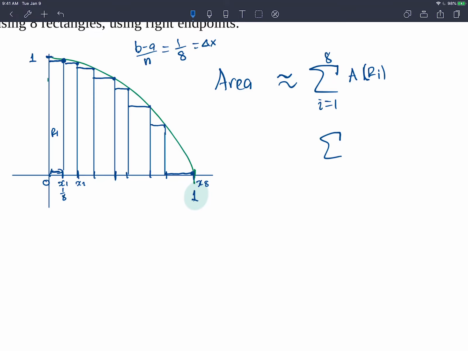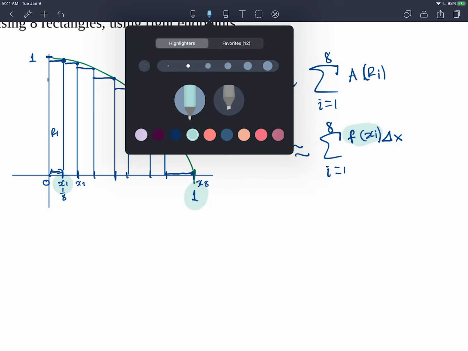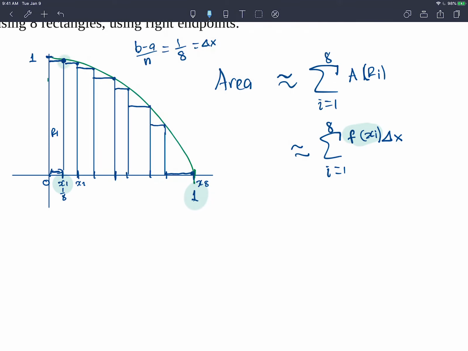So I'm going to write here that the delta x is the base of the rectangles, and the height is whatever the function is at xi, right? And then I add all these from 1 to 8, and I get approximately the sum. So why is it this? Because this is the height when I plug in x1. When I plug in x1, I get this as a height, right? And the height is exactly 1/8.